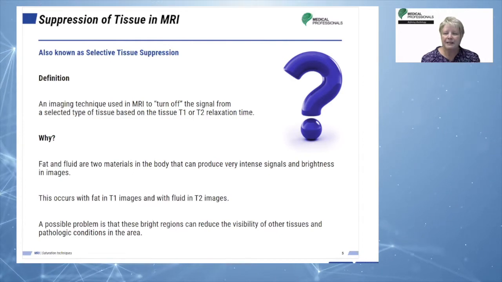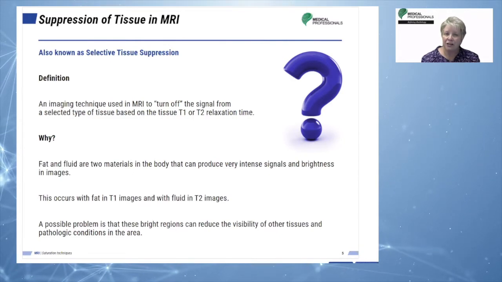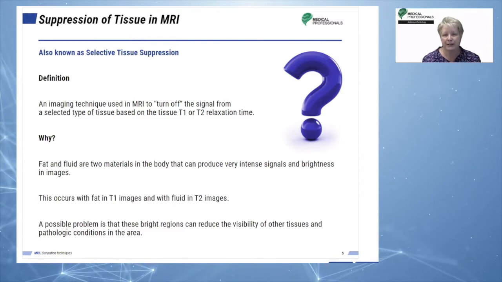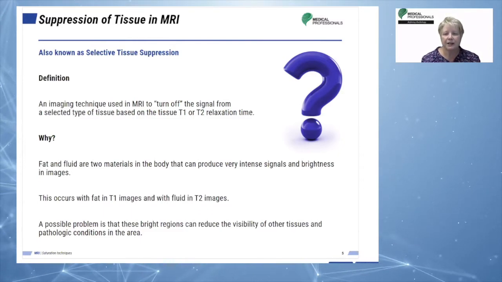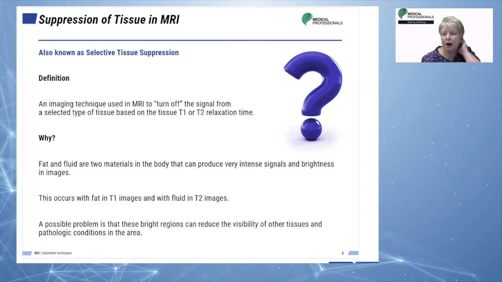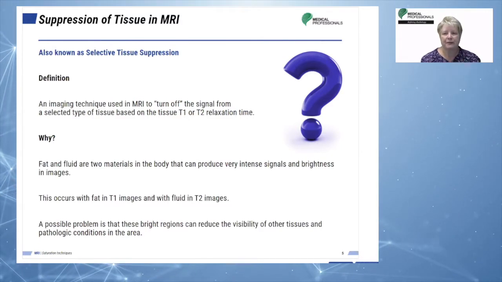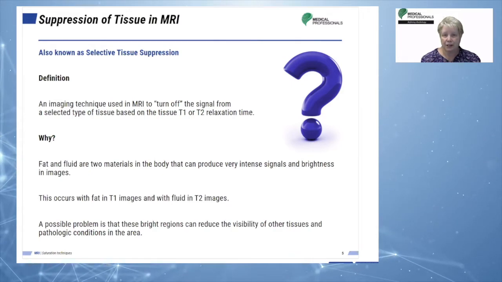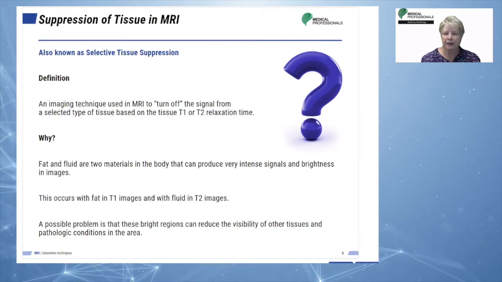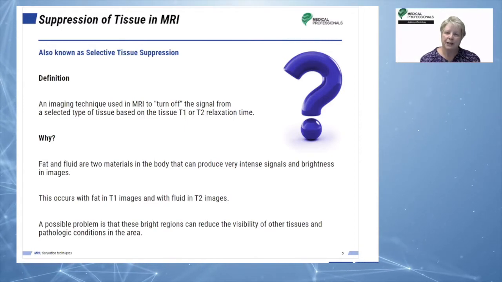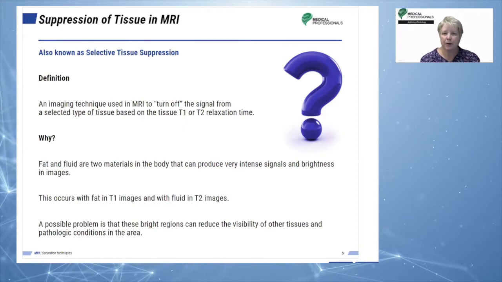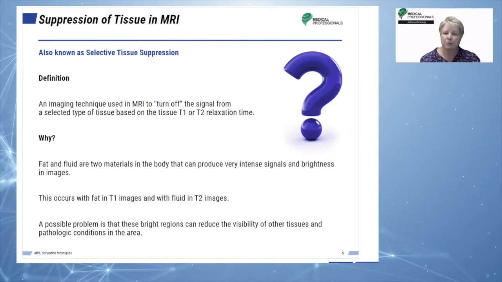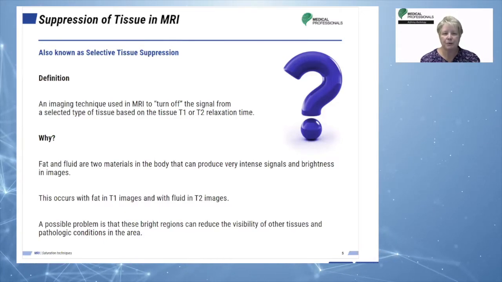The problem with these intense signals is that pathology or different types of conditions can be hidden by the bright signal. In addition, a differential diagnosis is possible when we suppress certain types of tissue. For example, fat saturation during skeletal imaging will allow for the differentiation between fat content of bone versus a response to the injury. The fat will suppress, but the fluid from the injury will not.